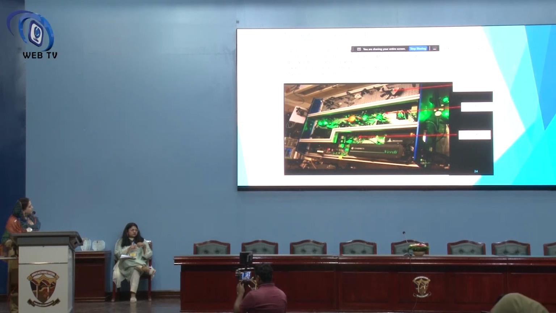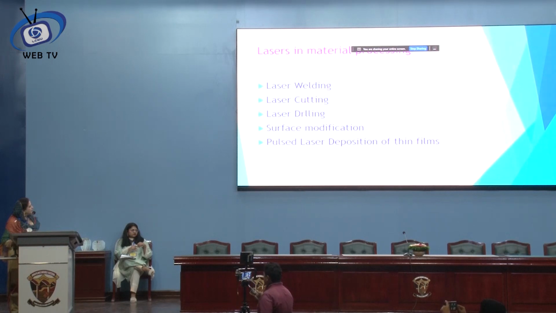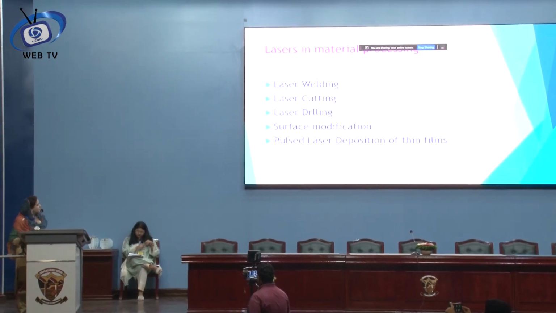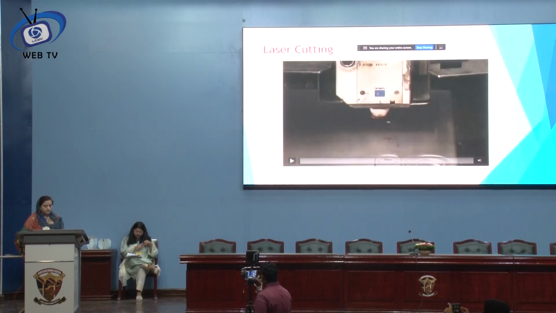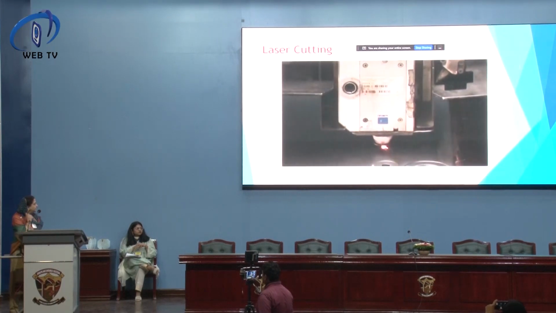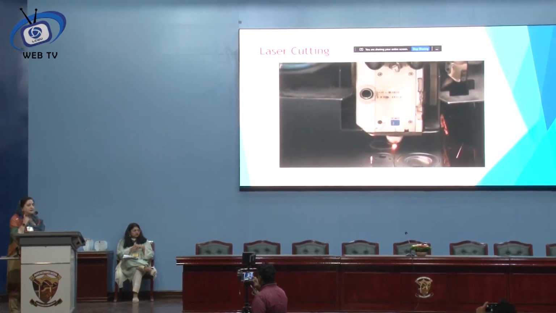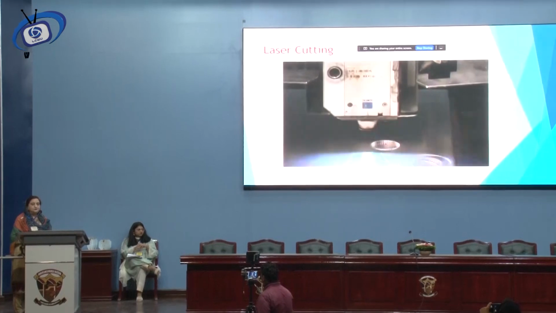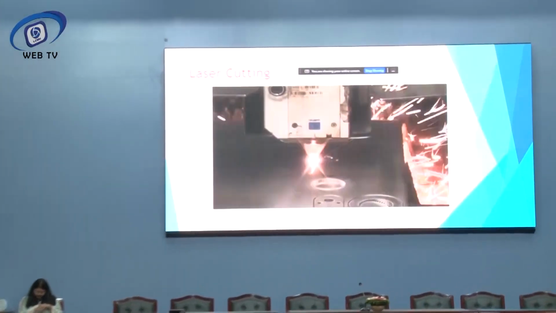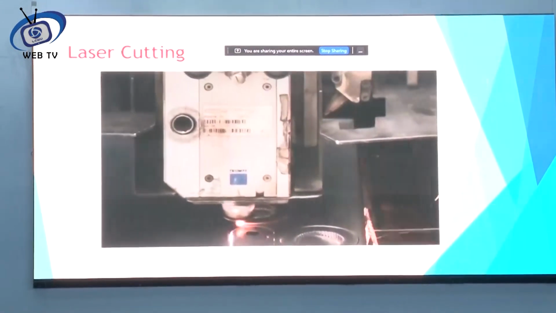A femtosecond laser has three parts, mostly: oscillator, amplifier, and compressor. We bring it inside the vacuum chamber, and under vacuum and controlled conditions, we can expose different materials. Then we have lasers in material processing, such as welding, cutting, drilling, surface modification, and pulsed laser deposition of thin films. Laser cutting: very hard and thick metals can be cut with the help of lasers. To have a state-of-the-art facility of laser cutting, they are fabricating CO2 and other lasers, and using those high-power lasers for the cutting of a variety of materials.